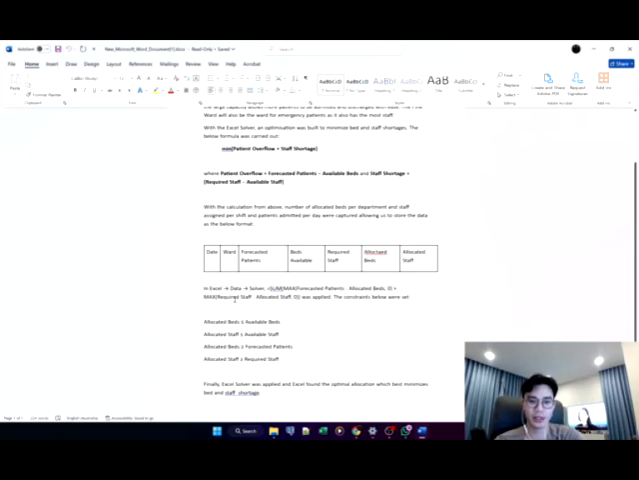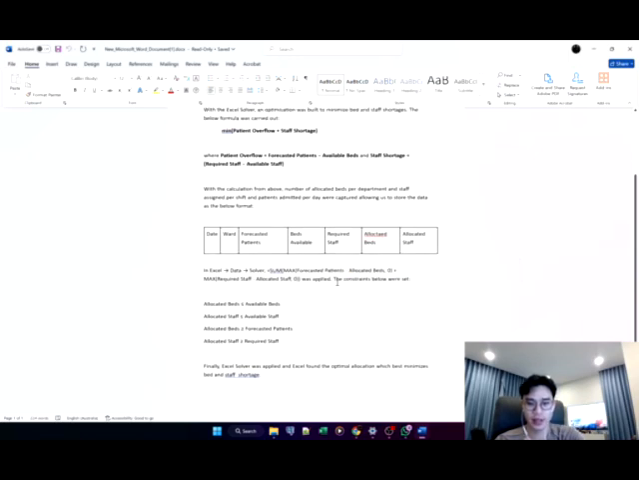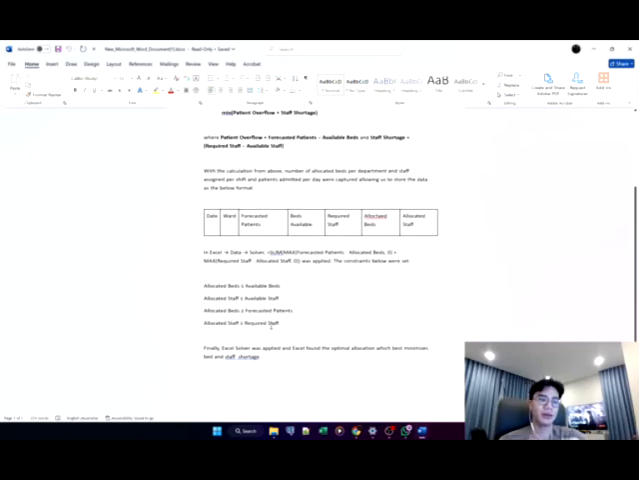in Excel, go to Data, Solver, and we apply this formula. And then we did this, as you can see here, a bit more formula, and then we set the constraints. So these are the constraints. Of course, the allocated beds has to be smaller or equal to the available beds. That's just logic, common sense.